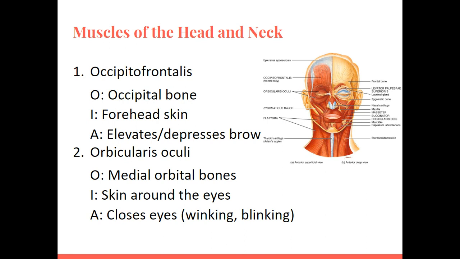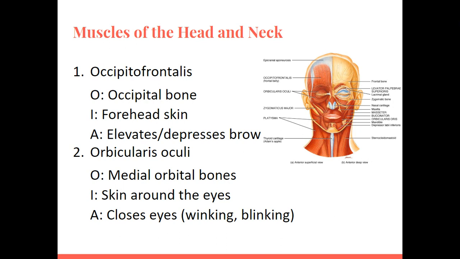Okay, so the first muscle we're going to talk about is called the occipitofrontalis, and this muscle is named based off of its origin and insertion. So the occipitofrontalis, its origin is on your occipital bone in the back of the head, and the insertion is the skin of the forehead right above the eye. And if you take a look, you can see this muscle in the illustration here. It's right up here in your forehead. And so what this muscle does is it elevates or depresses the brow.